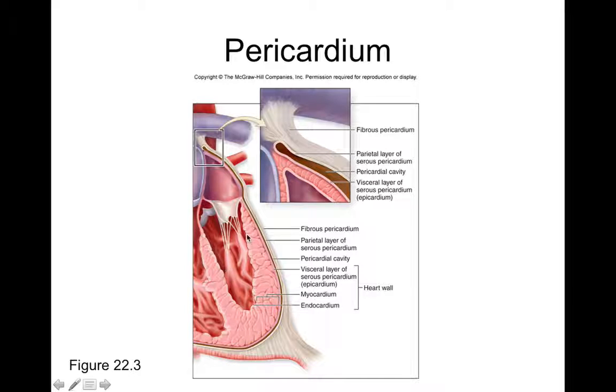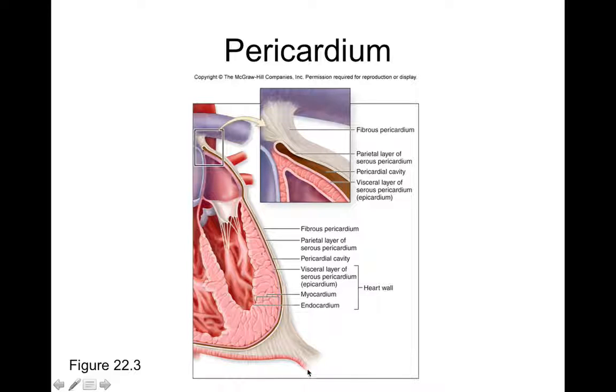So what layer lines the inside of the heart here? Endocardium. How about the muscle? Myocardium. And then what's on the very outside of that? Epicardium, a.k.a. visceral pericardium. Good. And then you have a fluid-filled space. That's the pericardial space. And then this one? Parietal pericardium, and then the fibrous pericardium. Very good, you guys. Awesome.